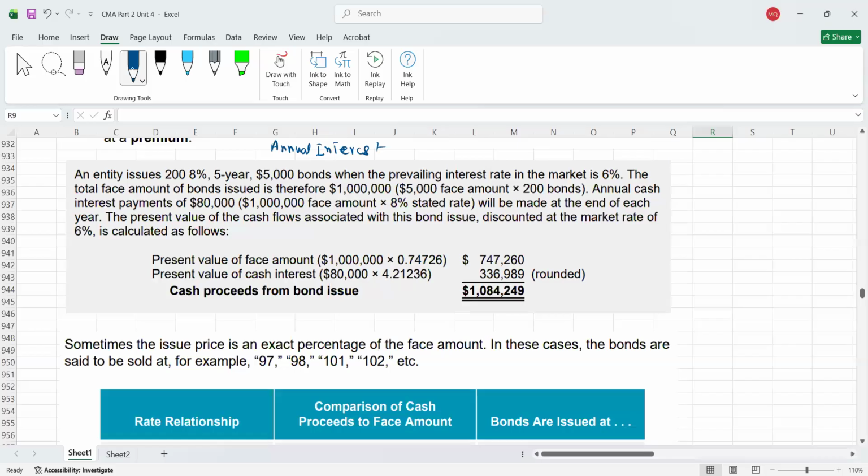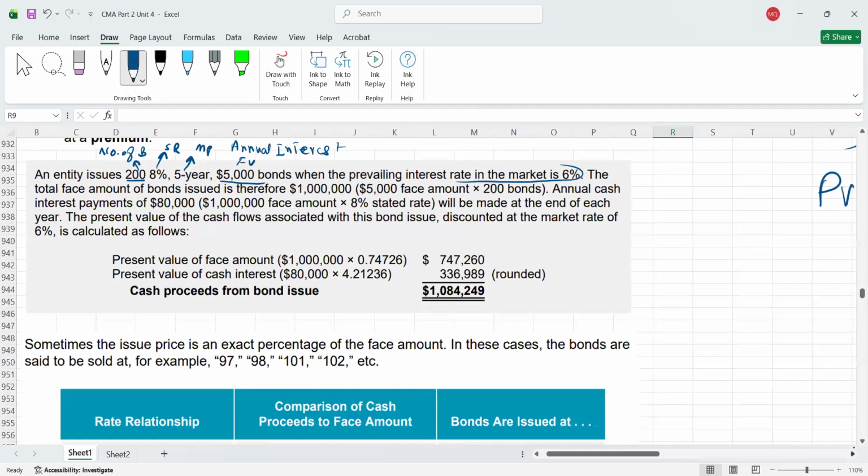Okay, so let's have a question. An entity issues 200 bonds. Again, these are the number of bonds. 8% is the stated rate. 5 years is the maturity period or bond's life. 5,000 is the face value of one bond, when the prevailing interest rate in the market is 6%. Again, I need this information only to find out the market value.